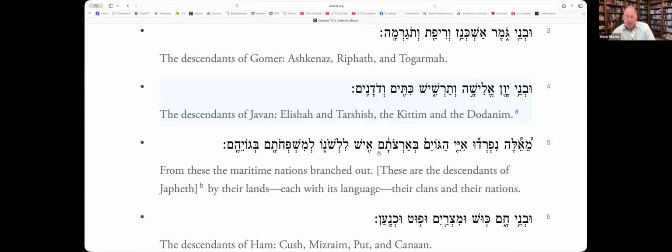Kittim and Elishah are probably Cyprus. So these are Aegean islands, and when you look at what it says here, it's from these that the maritime nations branched out. They're really talking here about the Philistines and other Aegean peoples that settle the area. Remember, there are two really big maritime peoples. There are the Philistines, who, according to the Bible, come from Greece. And based on what we know of the archaeology, we believe they came from Greece originally, from the Aegean, and then to Crete and to Cyprus, and then eventually to the coast of Israel.